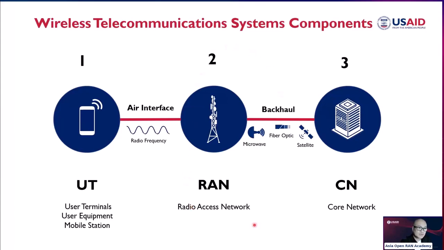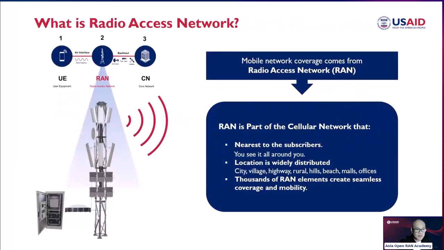Now let's focus on the radio access network. So the radio access network is the part of a wireless telecommunication system that is nearest to the subscribers. Okay? You see it all around you. Kahit saan pwede mo makita to. You can see it in the malls, you can see it on mountains, rooftops, wall mounted on a building. Okay. And the location is widely distributed. So you can see it everywhere.